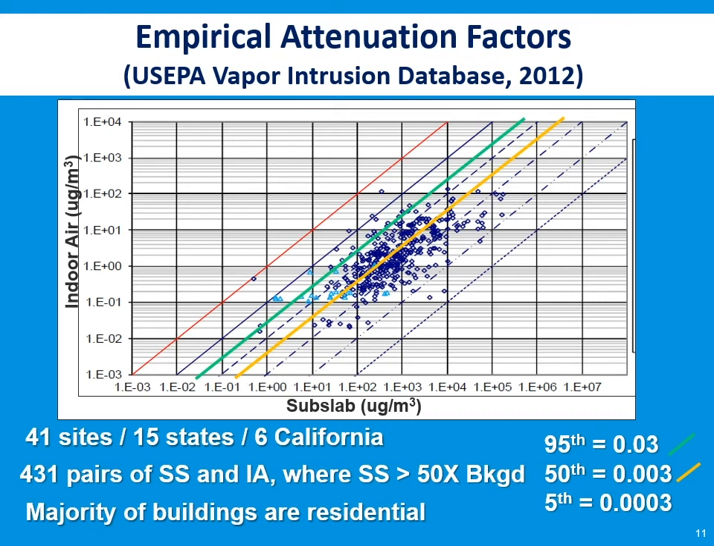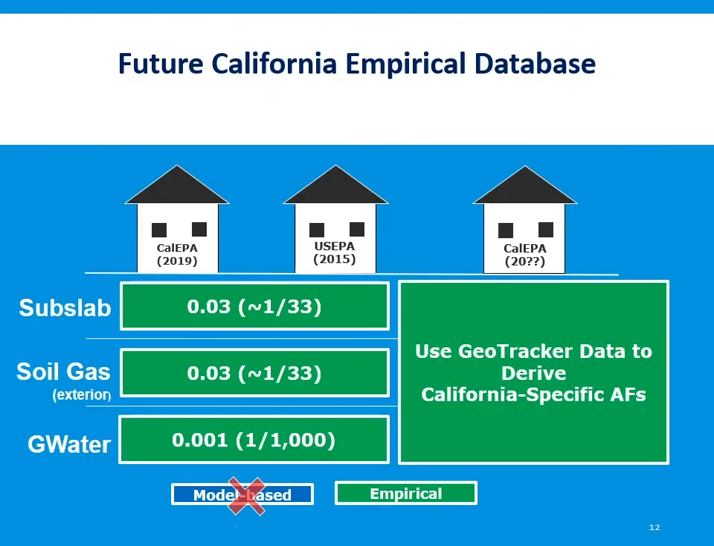The most conservative attenuation factor returned by the Johnson-Ettinger model is at about this level, meaning that the model would underpredict risk for at least half of buildings. Finally, the 5th percentile of the database is at 0.0003, meaning that 95% of the data is above this line, and any proposed attenuation factors less than this number should be questioned. That plot was from data across the nation.